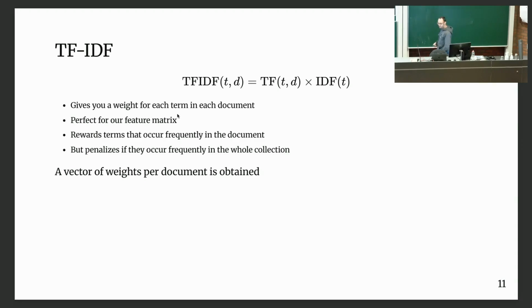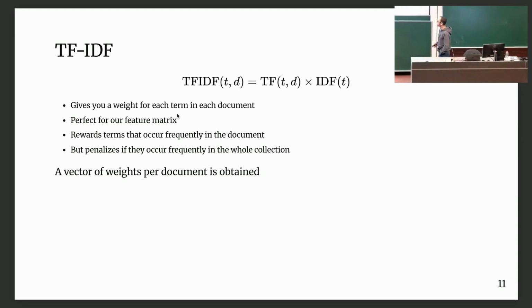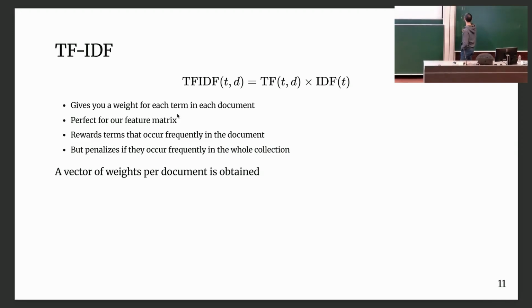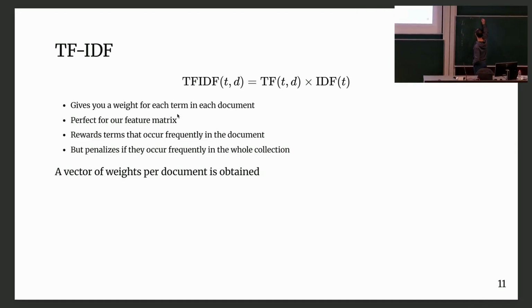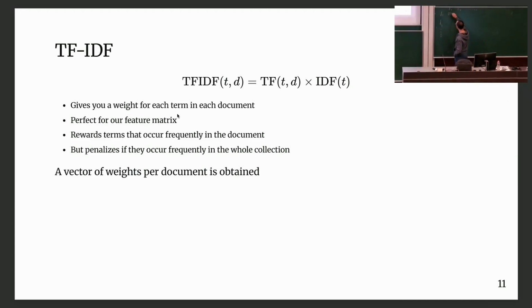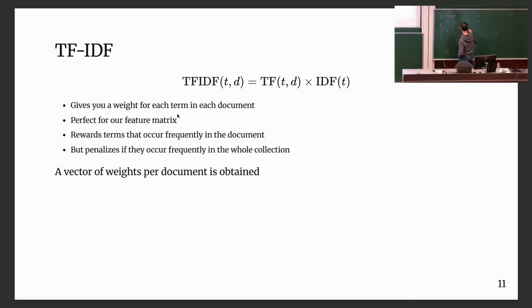So what this will do is give you a weight for each term that you have in each document. At the end of the day, again, for every document, D1, D2, and so on, and for every term, you basically calculate a TF component multiplied by its IDF component, and you get a feature vector for each of your documents.